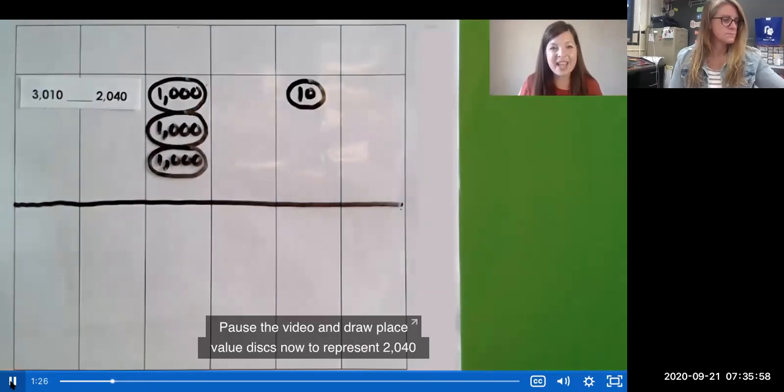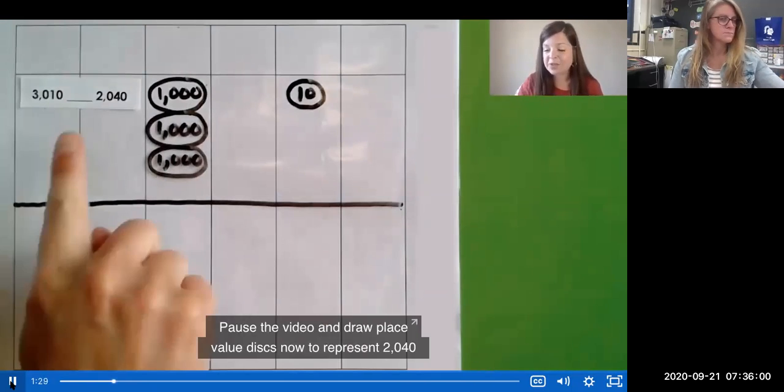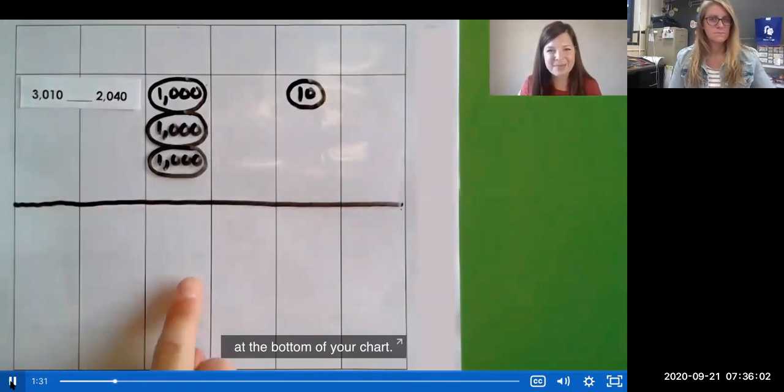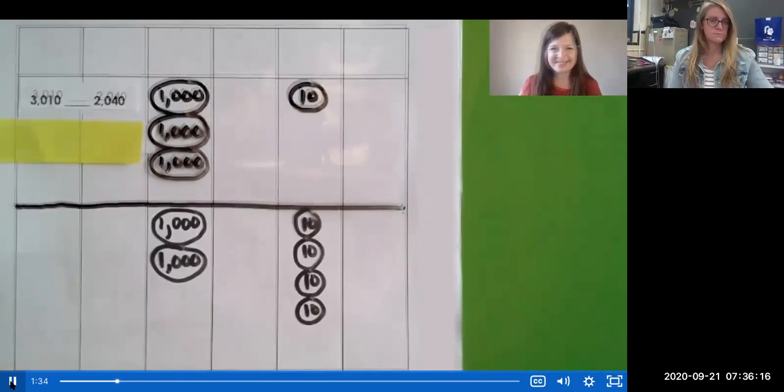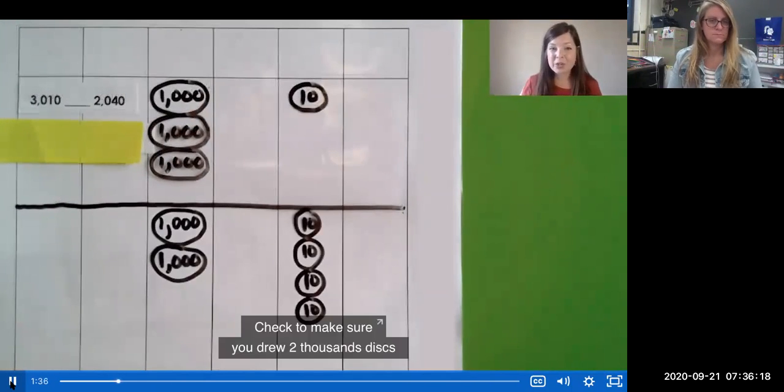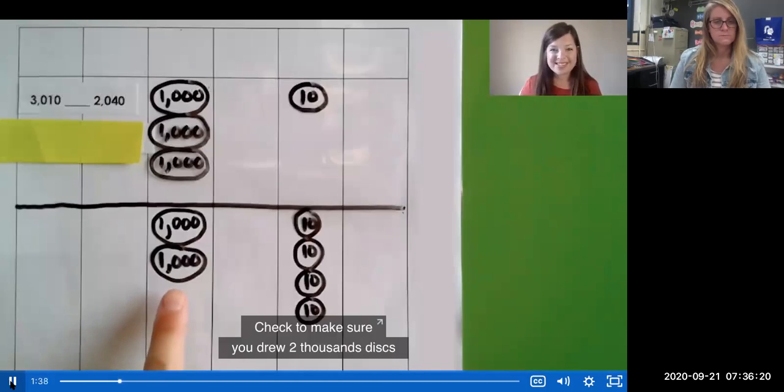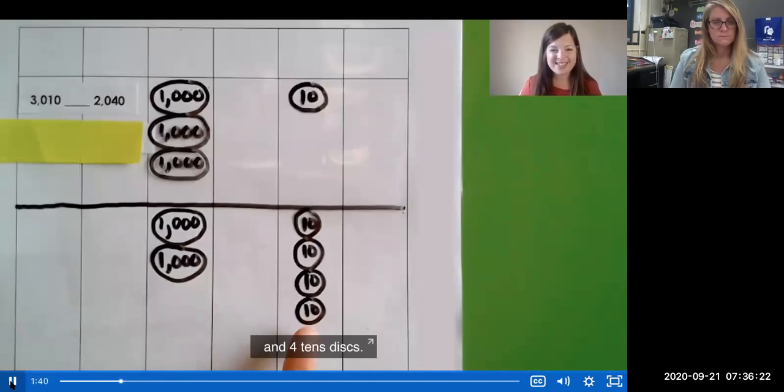Pause the video and draw place value discs now to represent 2040 at the bottom of your chart. Make sure you pause your video and represent 2040 at the bottom of your place value chart. Check to make sure you drew 2000s discs and 4 10s discs.